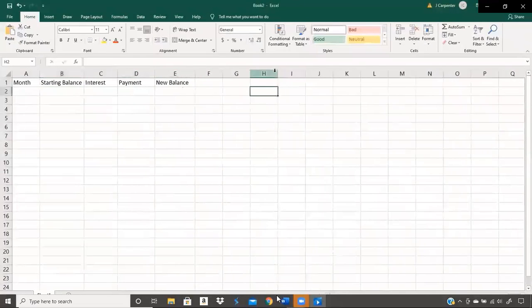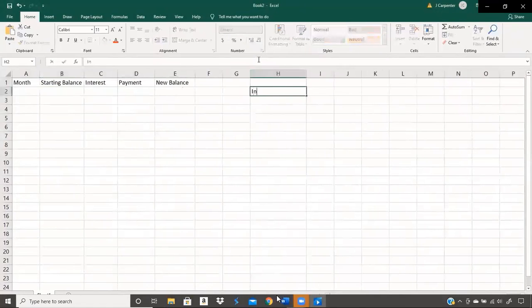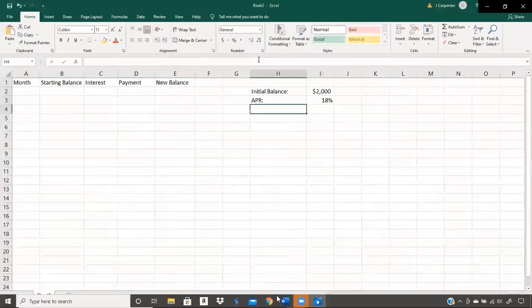And then over to the side, let's just label a few extra things like the initial balance, we said was the $2,000. The APR, which is our annual percent rate of 18%. Then we had our monthly payment of $50. Just wanted a colon there. Okay. Now you can get these used over here with cell references, or you could type them.